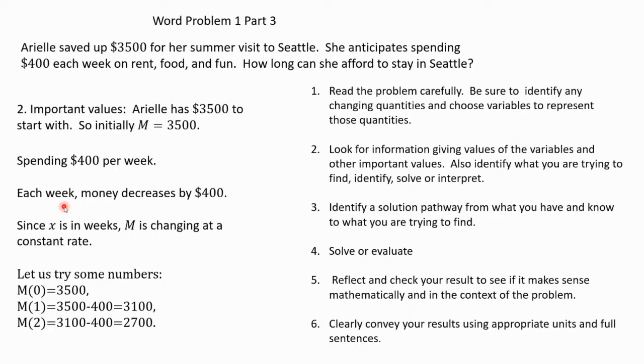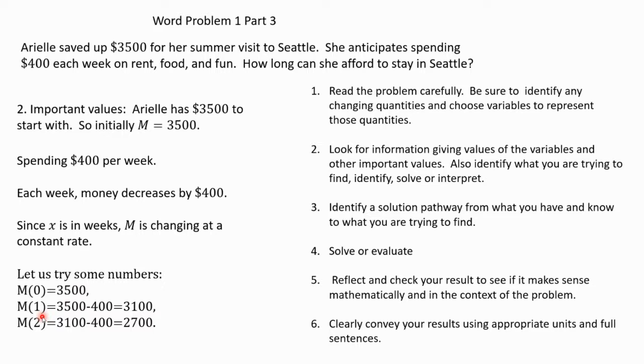So let me say that again. Since X is in weeks, if we increase X by 1, then capital M will decrease by 400. And that's basically telling us M is going to change at a constant rate. What I'm also doing here is some calculations just to help illustrate what's happening. So I'm just trying some numbers to help illustrate what's going on. When X is 0, she has $3,500, her starting value.